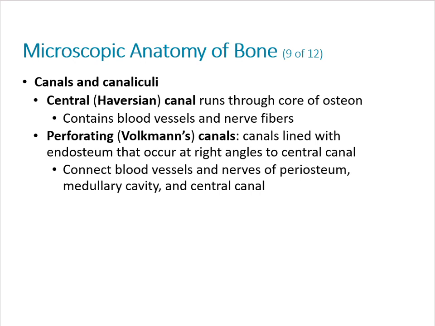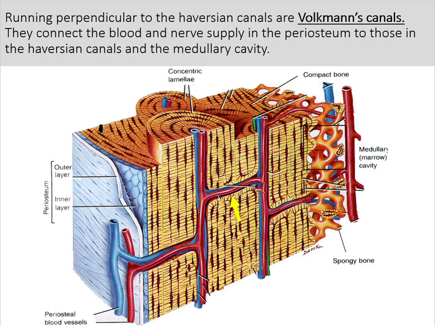The central or Haversian canal you've kind of gotten to see already. It runs through the core of an osteon, contains blood vessels and nerve fibers. But what about the other canals, like canaliculi or the perforating Volkmann's canals? Perforating or Volkmann's canals are canals that are lined with endosteum that occur at right angles to the central canal. It essentially connects blood vessels and nerves of the periosteum to the medullary cavity and central canals of osteons. Here we can see a yellow arrow labeling a Volkmann's canal, connecting the blood and the nerve supply in the periosteum to those in the osteons. It also continues on to that medullary canal.